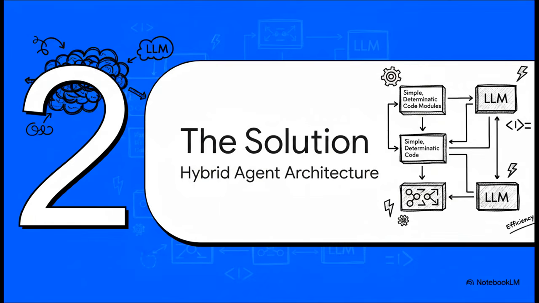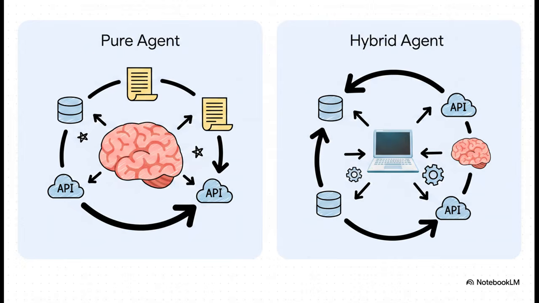So how do we fix this mess? The answer is a fundamental shift in architecture. We have to take the job of orchestration, the looping and the routing, away from the expensive LLM and put it back where it belongs, in simple, fast, deterministic code. And this approach is called the hybrid agent architecture. Just look at this comparison. It makes it so clear. On the left, with the pure agent, the LLM is the boss. It's the orchestrator making every single decision. But on the right, in the hybrid model, your code, your simple Python script, is the orchestrator.